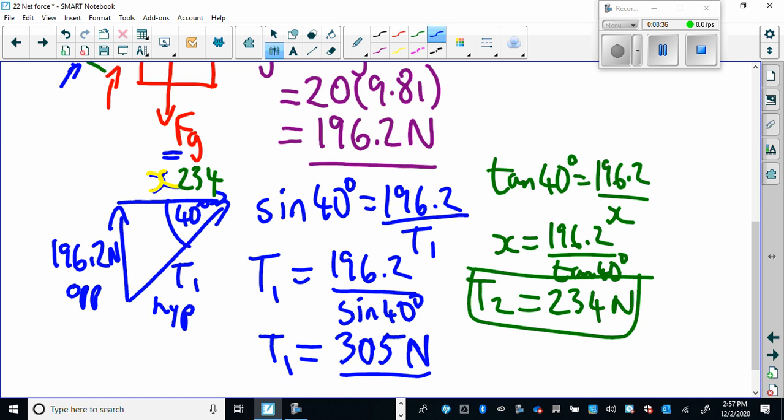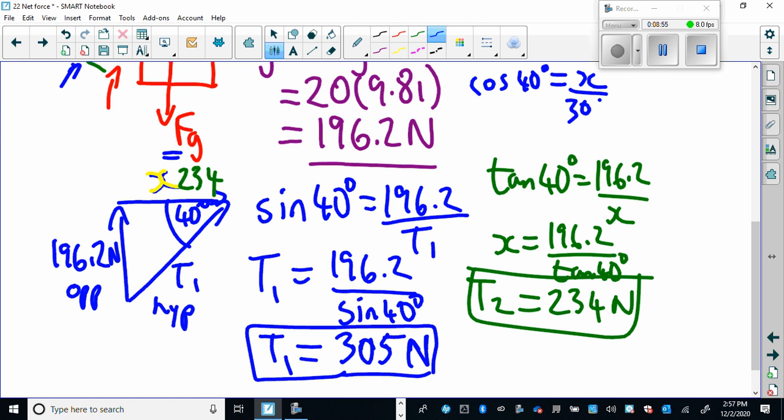Here is your answer for T1. And if you want, you can check that with cosine. If I was using cosine to find out, I would have said that the cosine of 40 equals x over the hypotenuse, over 305. So just go 305 times the cosine of 40. And what do you get? Exactly the same thing, 234. So you get the same answer either way, which is good. That's the answer to the question.